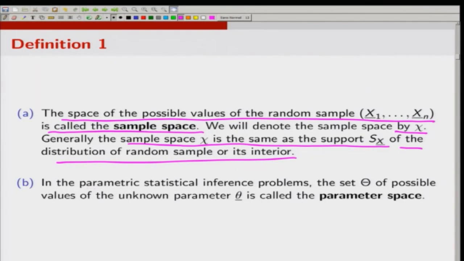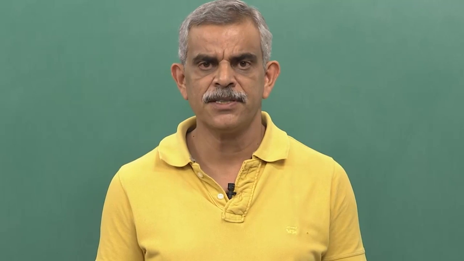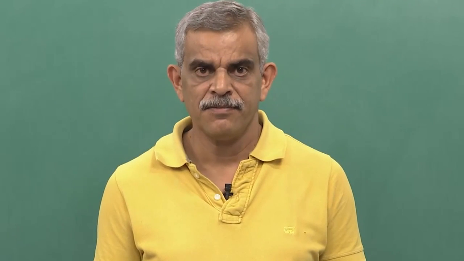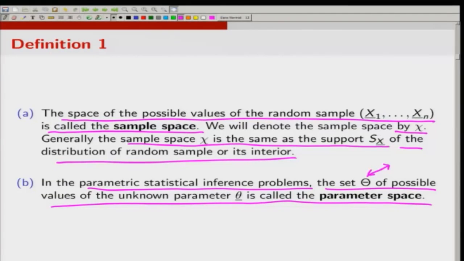In parametric statistical inference problems, the set capital theta of possible values of the unknown parameter theta is called the parameter space. Because in parametric statistical inference problems, I know the functional form of f. The only thing I don't know is the value theta, which could be vector valued. What I know is that theta takes values in this set, capital theta. So the set of all possible values of the unknown parameter theta is called the parameter space.